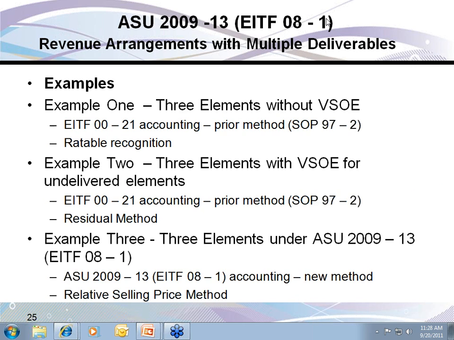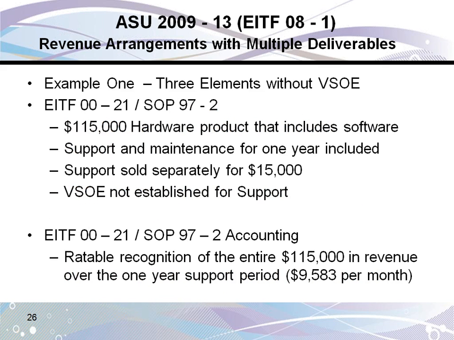Okay, so we'll continue with some examples to show how the relative selling price method differs from the residual method that we've been using for the past 10 or 15 years with regards to multiple element arrangements. So the three examples we'll look at, the first two are under old accounting. If we had 3 elements and we didn't have VSOE, we'd be using ratable recognition. Our second example, we'll look at 3 elements where we do have VSOE for the undelivered elements and how we apply the residual method. And then on our third example, we'll look at the same situation where we apply the relative selling price method.